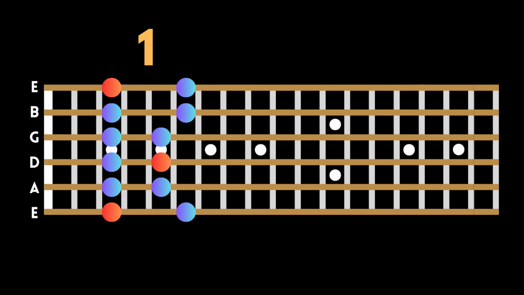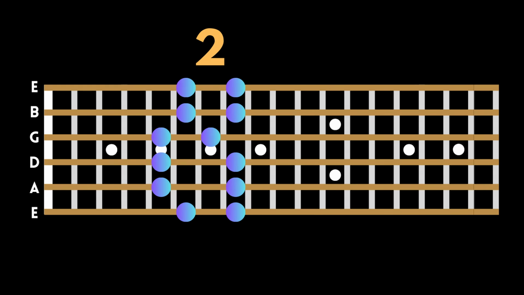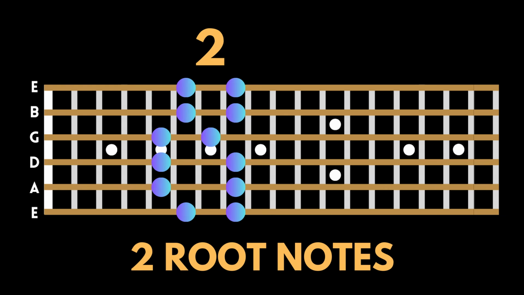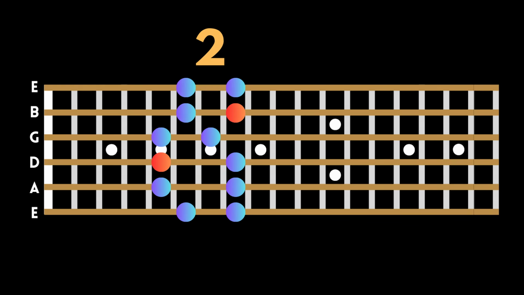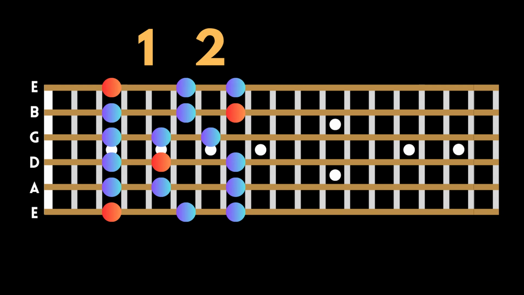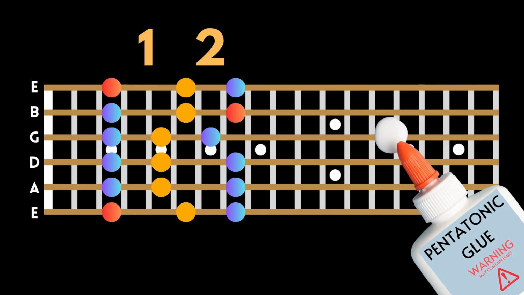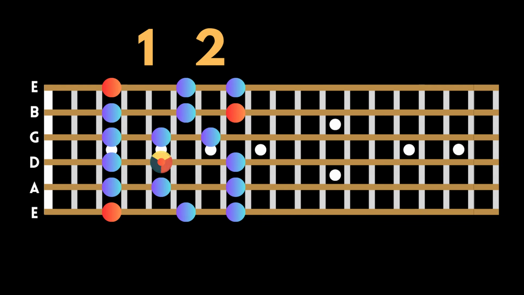Position 2 of the minor pentatonic scale looks like this. Within this position, you have 2 root notes, here and here. Viewing this position side by side with the previous position will show how they connect like pieces of a jigsaw puzzle. This will reveal the notes that are shared in both positions, acting like the glue that bonds both together, including this shared root note.